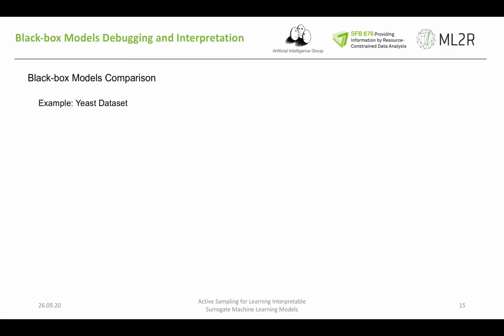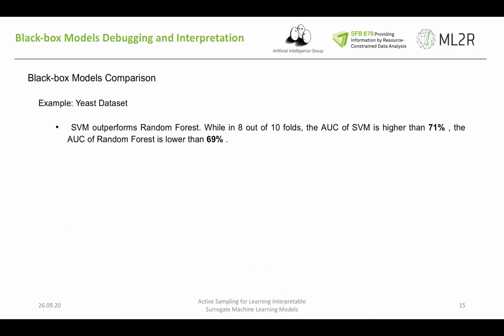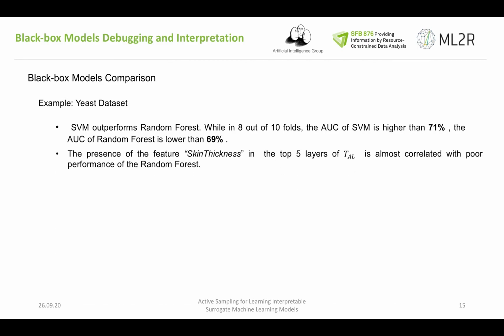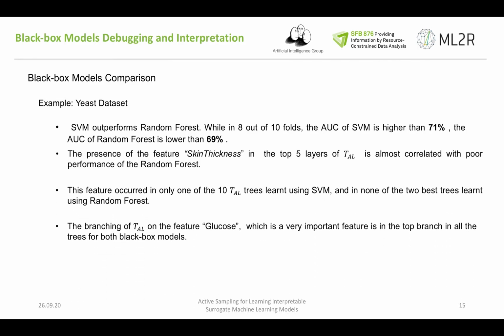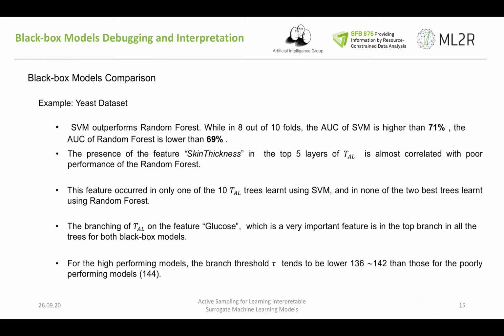Also, surrogate decision trees allow for black box model comparison. For this dataset, SVM outperforms random forest, and while investigating the surrogate decision trees, we found that this is highly correlated with the presence of skin thickness in the top branching of the poorly performing model. It also highlights the importance of the glucose feature. That's why we find it in the top branching of all the trees, and for the highly performing one, the range of the value of this feature is lower than the poorly performing one.